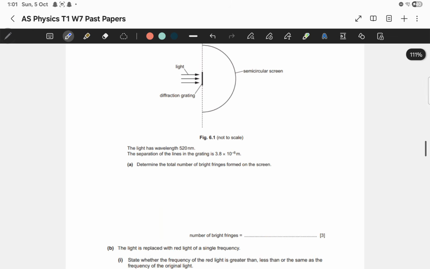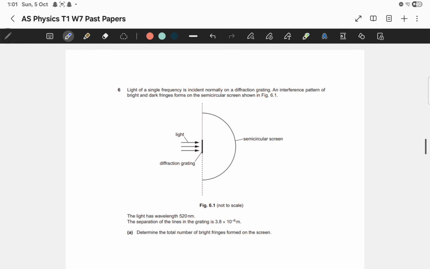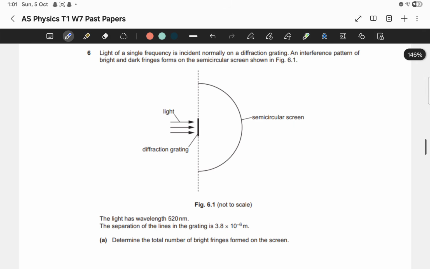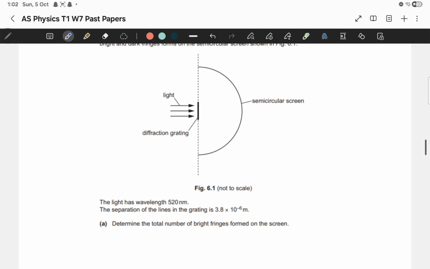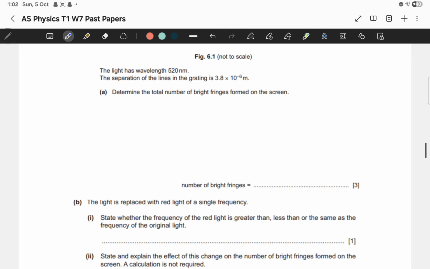Done. Now, light of a single frequency is incident normally on diffraction grating. Okay, diffraction grating, this is what I need to know from this sentence, sorry. Why is it drawing triangles? So you can tell today I'm not the brightest. So the light has a wavelength of 520 nanometers. This is lambda. Okay, the separation of the lines in the grating is this. This is d, small d.